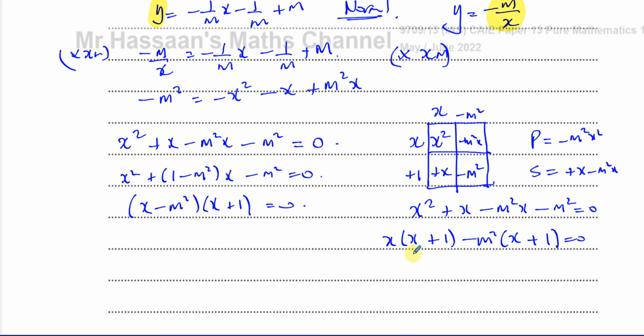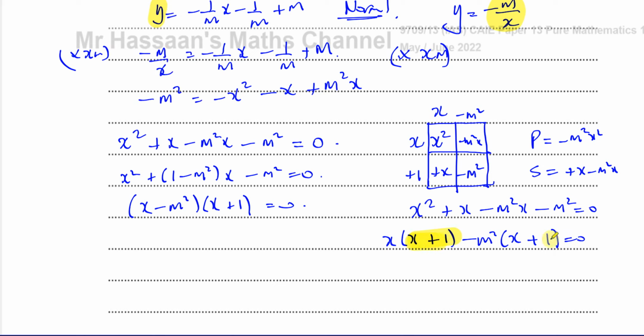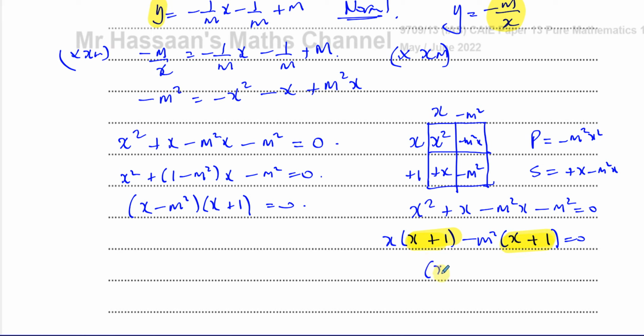And then we have a common factor of x + 1 in both of these two terms. This is common in this term and this term, so that's our common factor. So we can say you have (x + 1)(x − m²) = 0. So we've got to that same stage here. The next step would be either x − m² = 0 or x + 1 = 0.